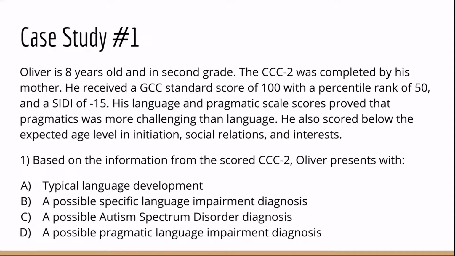Question number 1. Based on the information from the scored CCC-2, Oliver presents with A. Typical language development, B. A possible specific language impairment diagnosis, C. A possible autism spectrum disorder diagnosis, or D. A possible pragmatic language impairment diagnosis.